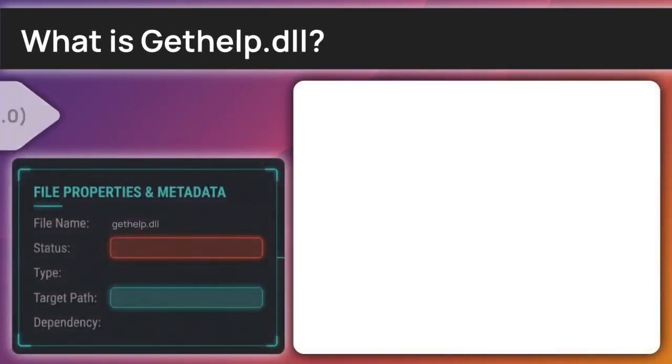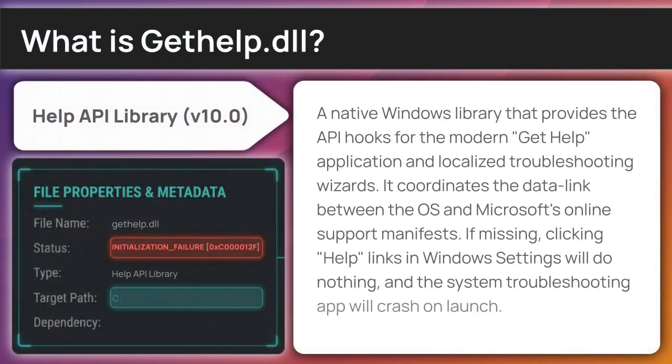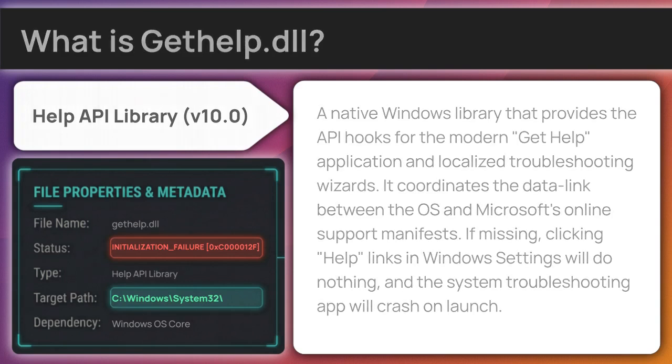This is the Gethelp module, a native Windows library that provides the API hooks for the modern Gethelp application and localized troubleshooting wizards. It coordinates the data link between the OS and Microsoft's online support manifests. If missing, clicking Help links in Windows settings will do nothing, and the system troubleshooting app will crash on launch. Since we've covered what this file is, let's move to the primary fix.